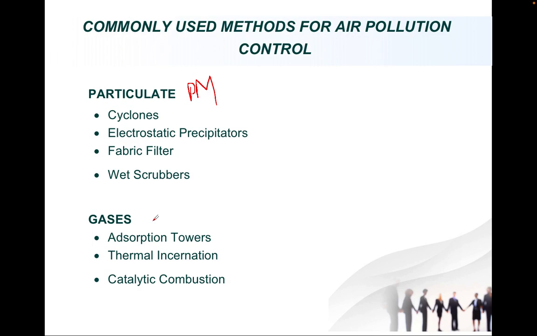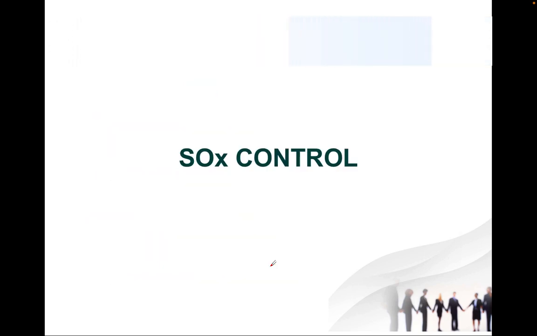Similarly, to reduce gases like sulfur oxides, nitrogen oxides, carbon monoxide, etc., we can use absorption towers, thermal incineration, and then the catalytic combustion or the catalytic converter to reduce these gaseous pollutants present inside the flue gases. So these are some commonly used methods or devices, and we are going to see the details with respect to each and every pollutant.